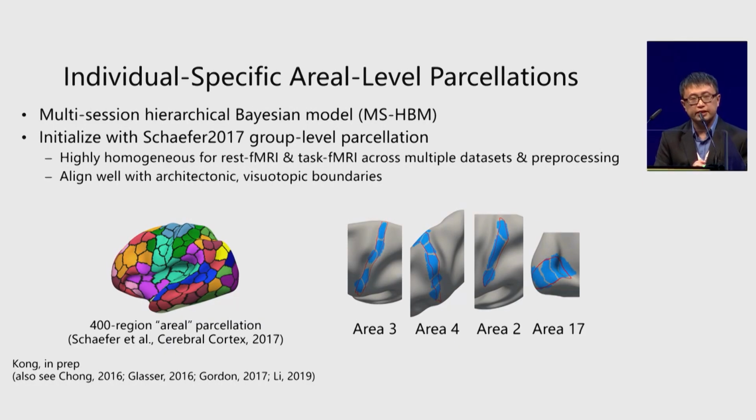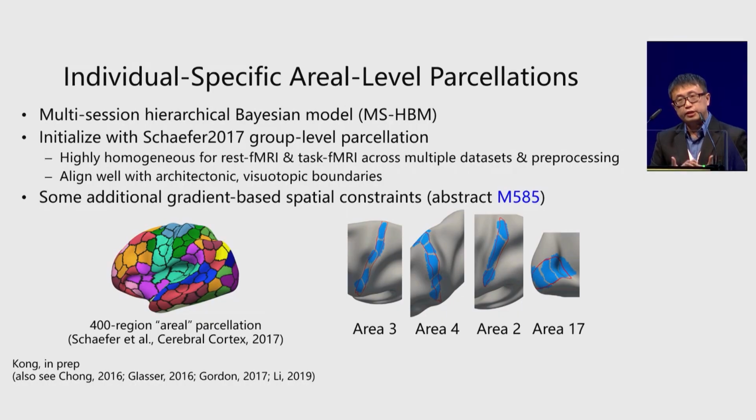This parcellation also aligns well with architectonic boundaries, shown here for areas 3, 4, 2, and 17. One thing to note is that you can see the Schaefer parcellation actually subdivides traditional cortical areas. For example, the face and the hand regions in area 4 are separated. So this is why I put quotation marks around "areal", because these are not traditional cortical areas. But I do think there can be some advantages for this parcellation. For example, if you're modeling a behavioral task with button presses, it makes sense to separate the face region from the mouth region.